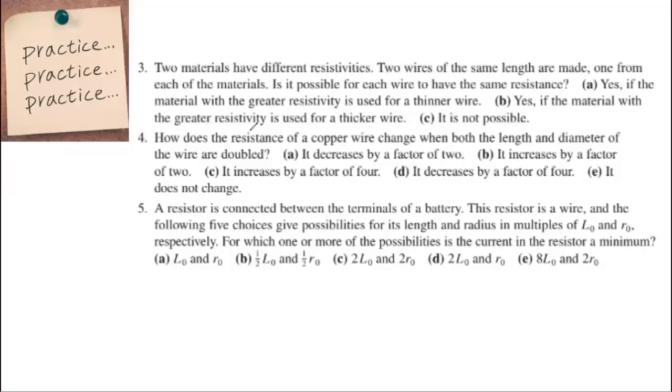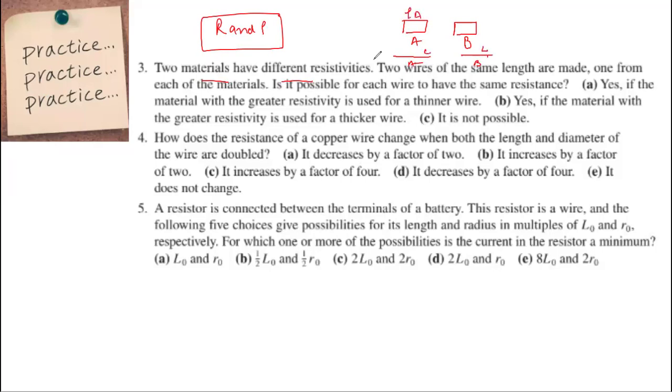Hello everyone, in this video tutorial we are going to talk about resistance and resistivity and see a few problems, how to solve them. The first question goes as: two materials have different resistivities. Let's say this is your material A and this is your material B, and you draw two wires out of them, A and B wire. Okay, the length is same but the resistivity is different.